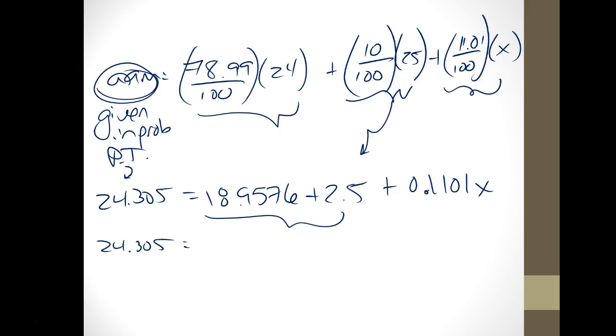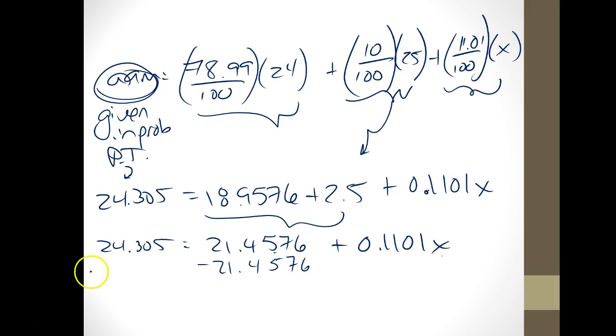And you get 21.4576 plus 0.1101x. And again, you still can't combine the number and the variable. However, you can subtract this from both sides. So it requires a little bit of algebra, not outside your reach. I think you guys can certainly do this.